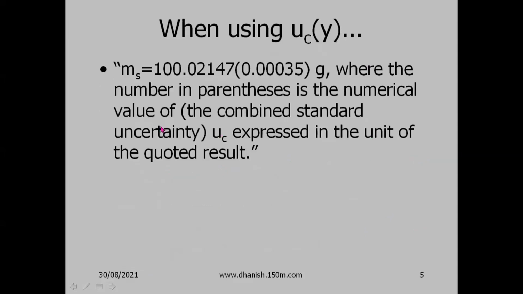Then the third fashion, MS equal to 100.02147 within brackets 0.00035 gram, where the number in parentheses is the numerical value of the combined standard uncertainty UC expressed in the unit of the quoted result. In the previous method, we said 35 corresponded to these two digits. Now you give the proper decimal place for the number in brackets, so 0.00035 gram. So this is another way to express the measurement result.